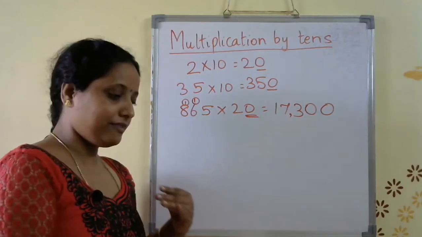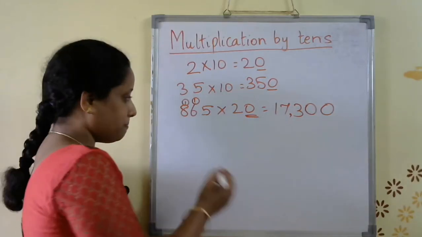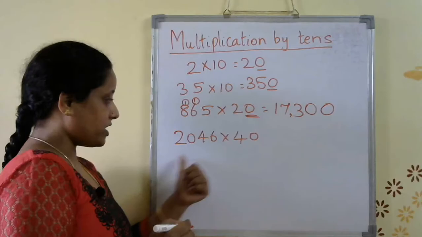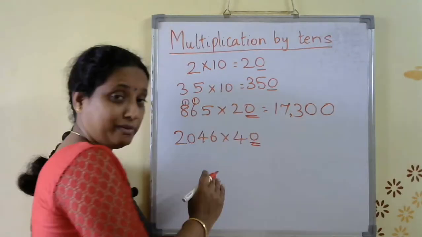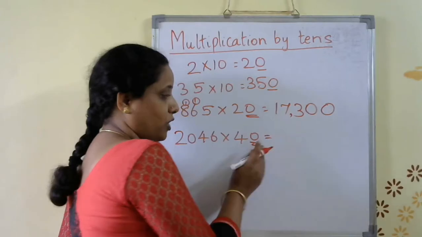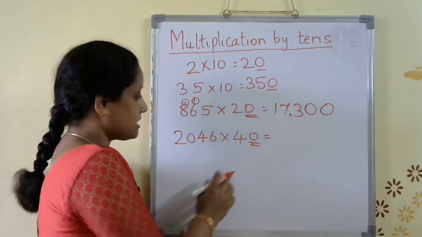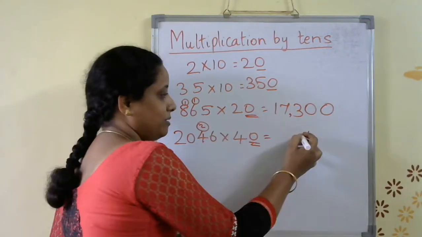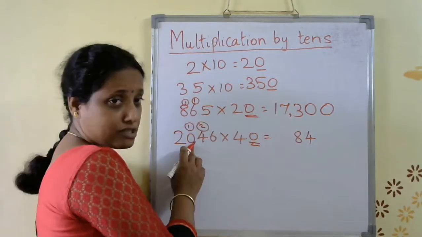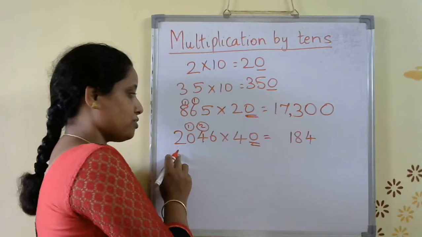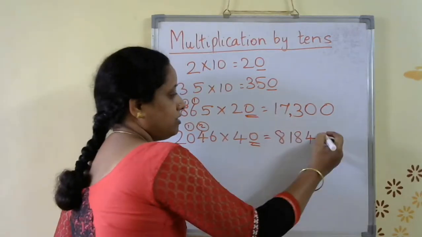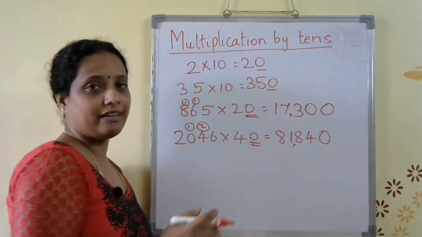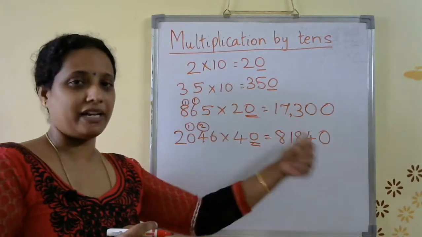Now I will give you one more example. I want to take 2046 into 40. Here again this 0 will be carried over to the product directly, and I am not going to do anything with this 0. I am going to multiply by 4, right? So 4 6s are 24, 2 carried over, 4 4s are 16 plus 2 will become 18, 1 carried over, 4 zeros are 0, 0 plus 1 becomes 1, and 4 2s are 8. And this 0 I am just going to carry to the product. So the answer is 81,840.